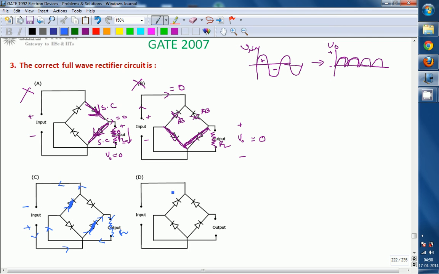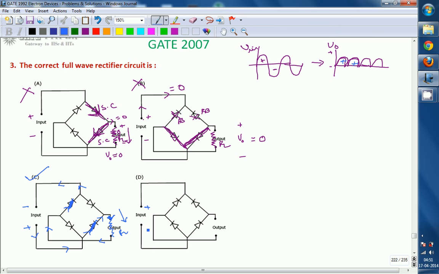And if you observe the current direction, it is the same as the previous direction, that is, current always flows in this direction, whether it is the positive half cycle or the negative half cycle. That implies you are getting one more half cycle for the negative half of the input cycle. You will get both as positive half cycles only. Okay, so C is the right option. Similarly you can analyze D, and we'll complete this problem.